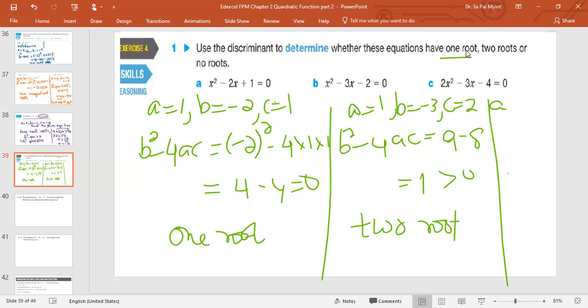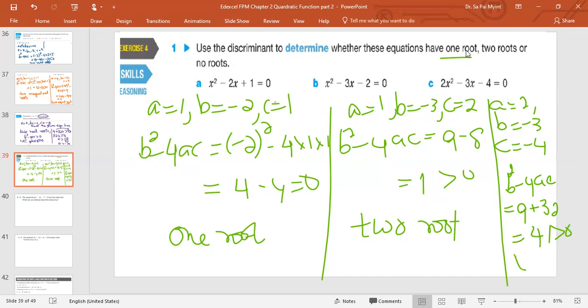Next, a equal to 2, b equal to minus 3, c equal to minus 4. b square minus 4ac, what do you get? Equal to b square is 9, minus minus changes to plus because c is minus 4, 4 into 4 into 2 is 32. What do you get? 41, greater than 0. That's why there are two real roots.